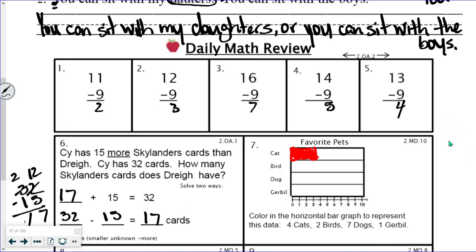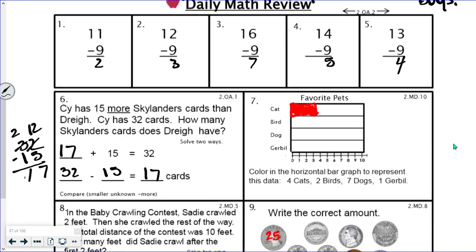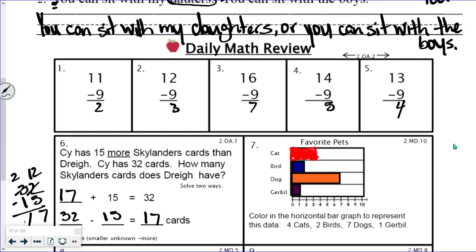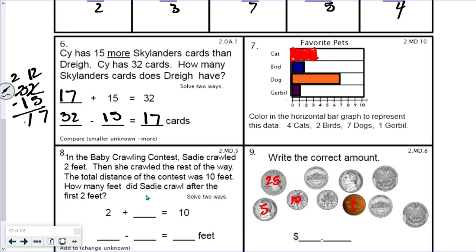All right, favorite pets. So I'm going to fill this in real quick. All right, so I cheated to make mine look nice, but yours should look similar to mine, right? We can see that the birds, that there's about 2 birds, there are 7 dogs, and then 1 gerbil. So that should be your shortest bar. And then we already did cats together. There were 4 cats.